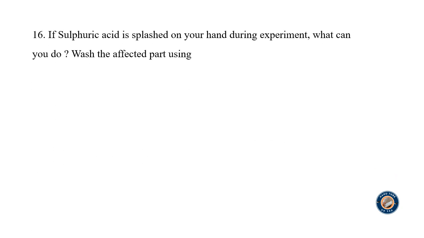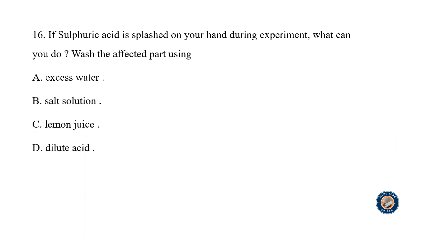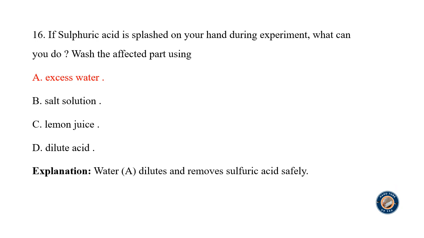Question number 16. If sulfuric acid is splashed on your hand during an experiment, what can you do? Wash the affected part using A. Excess water, B. Salt solution, C. Lemon juice, D. Dilute acid. The answer is excess water. Water dilutes and removes sulfuric acid safely.